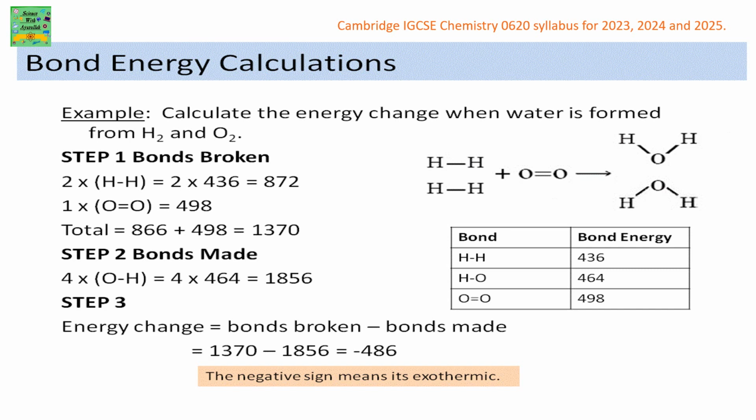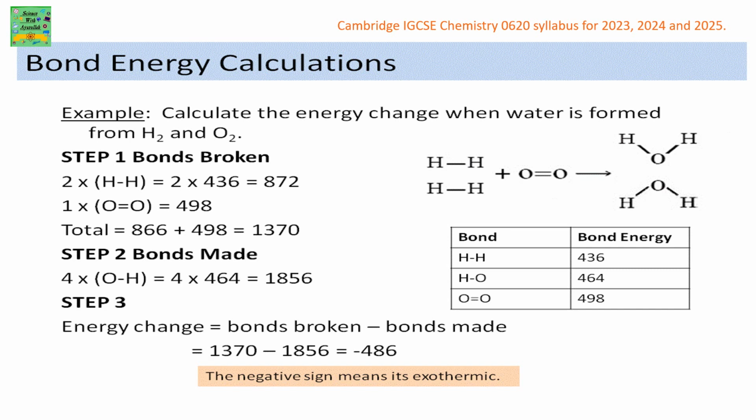To find the total energy, you have to just add both the values. That's 872 and 498, which gives 1370 kilojoule per mole. Now the step 2 is bonds made.